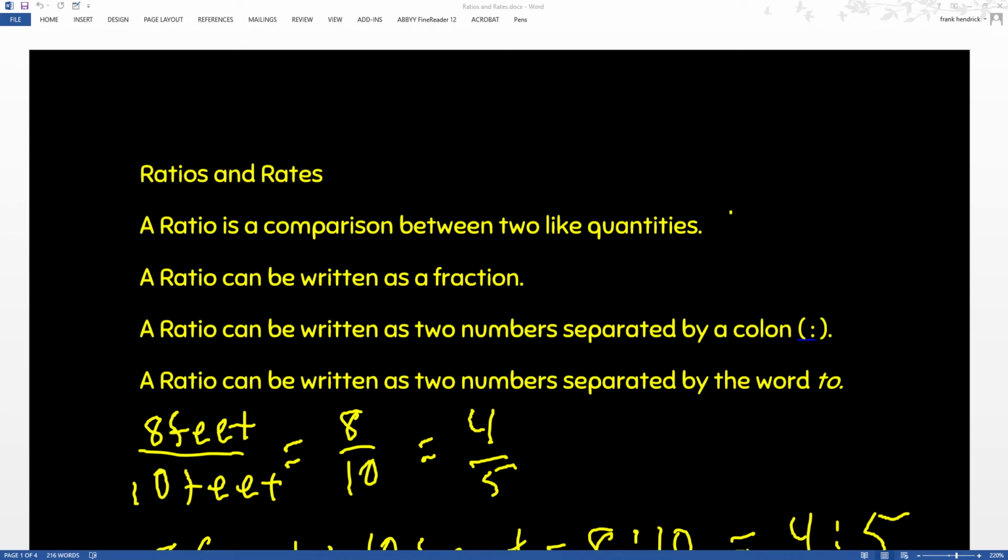Okay, ratios and rates. A ratio is a comparison between two like quantities. A ratio can be written as a fraction. A ratio can be written as two numbers separated by a colon. A ratio can be written as two numbers separated by the word "to."